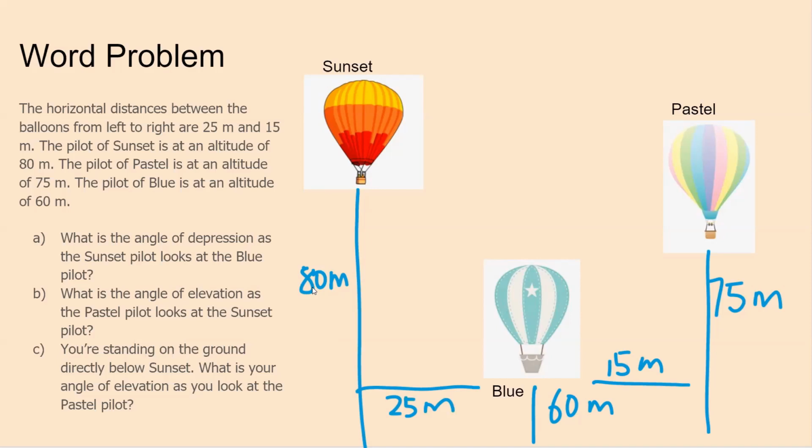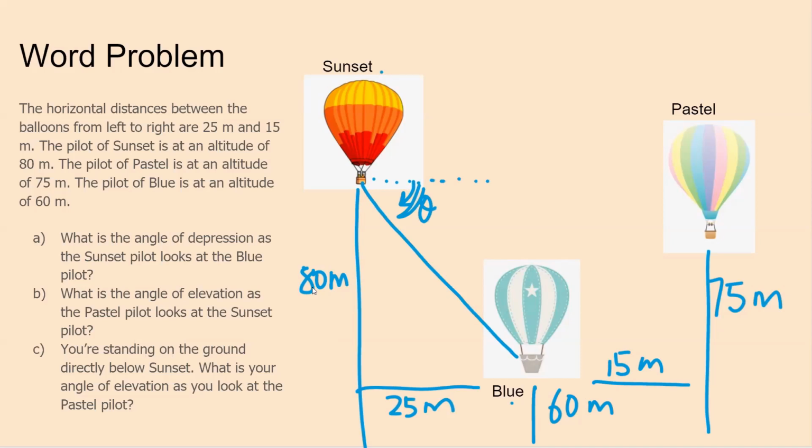What is the angle of depression as sunset looks at blue? Sunset is over here, blue is over here. So for the angle of depression, let's first draw a straight line. This is the horizontal line. We're going to go down and stare directly at blue. So we want to find this angle. Let's call this angle theta.